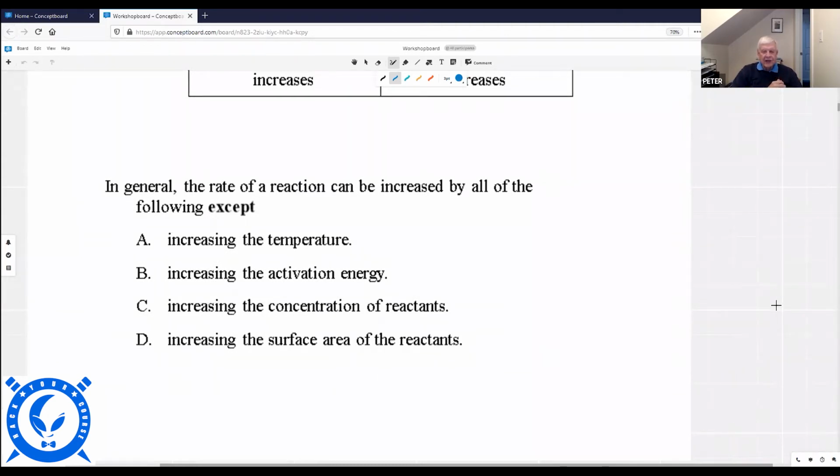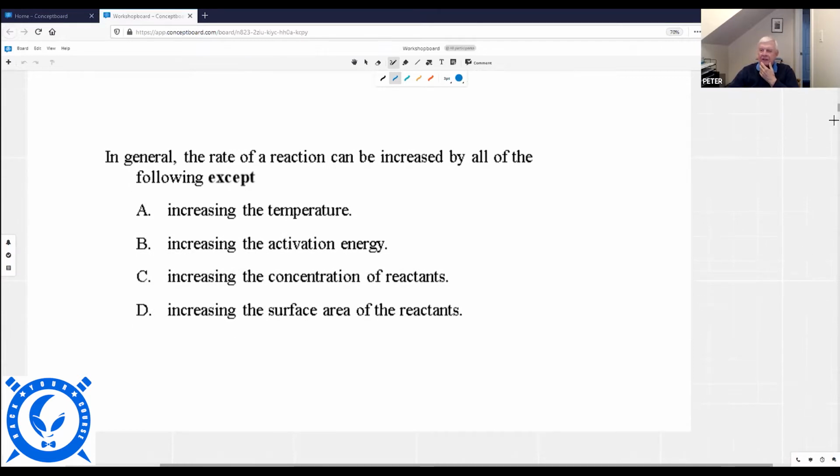In general, the rate of reaction can be increased by all of the following, except... B is indeed the correct answer, because all the others do increase the rate of the reaction. All right, let's move on.